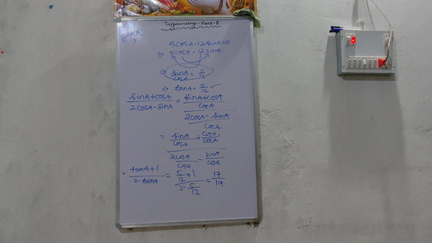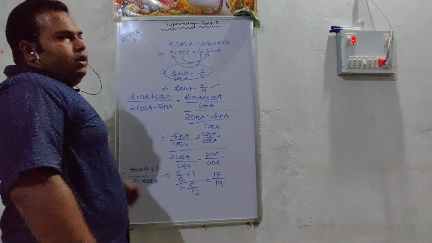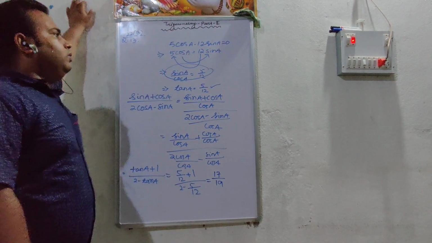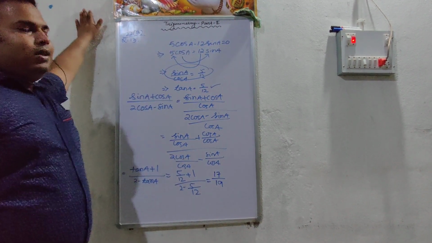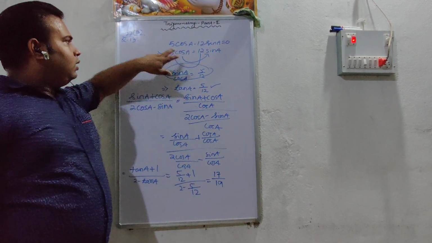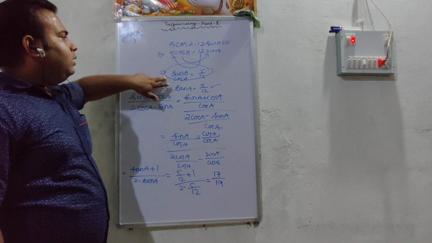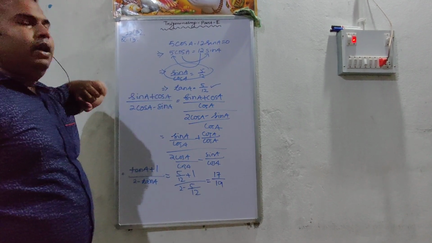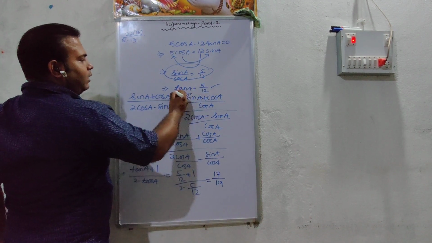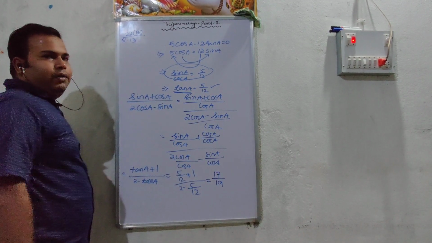One question given that, 22b number 13. 5 cos A minus 12 sin A is equal to 0. From that relation we can take 12 sin A to that side. Now interchange, we get sin A by cos A equal to 5 by 12. You know that sin A by cos A is tan A. So tan A equals 5 by 12.